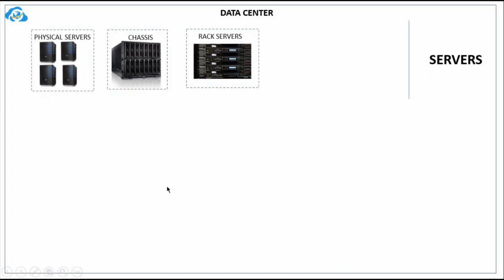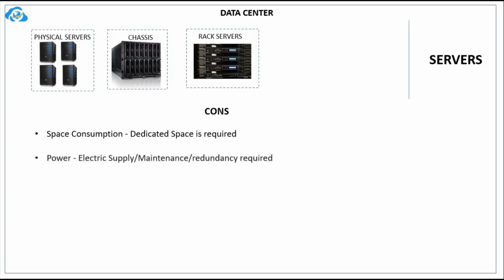So in the infrastructure resources, first part is your servers. So applications need compute. So this compute is coming from your physical servers, your chassis, your rack servers. So this is the typical infrastructure, which is still getting followed. So they have some disadvantages. So what are the disadvantages of this typical infrastructure? So first is your space consumption. It obviously requires space to place your servers in your data center. Then it requires power to power your servers, your chassis. Then this power again requires maintenance, it requires redundancy.